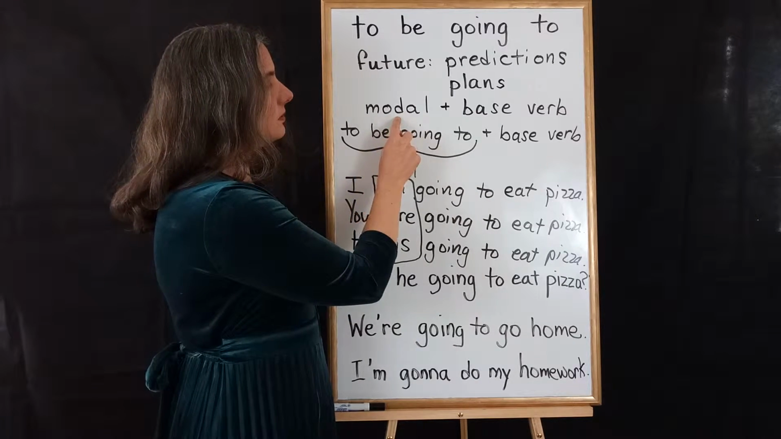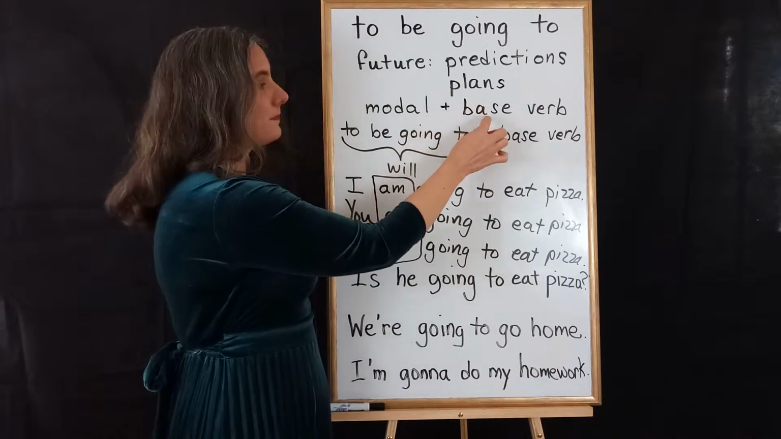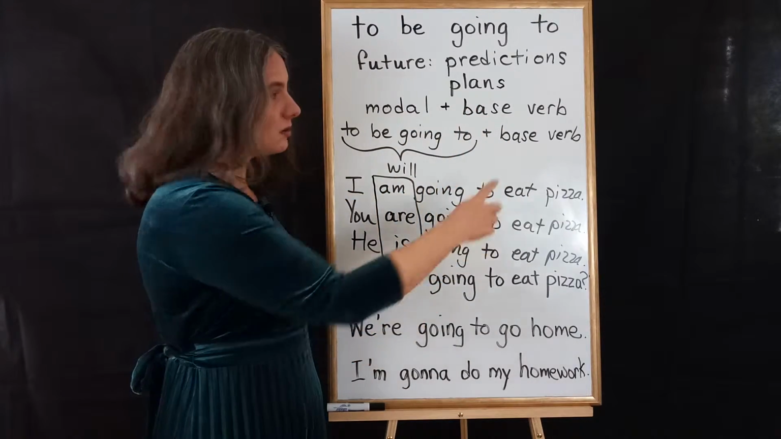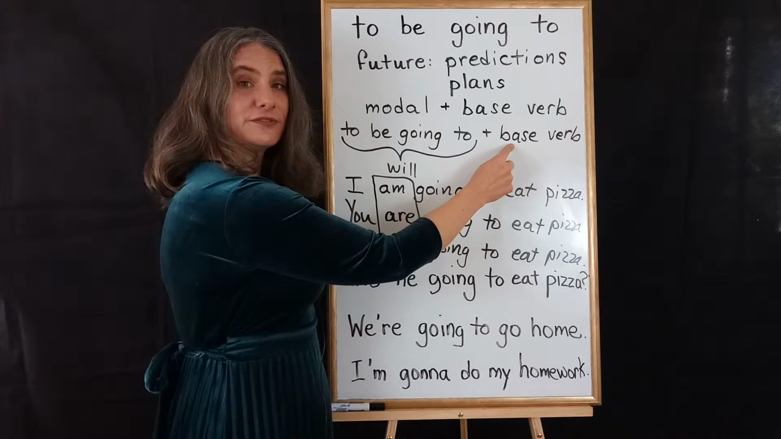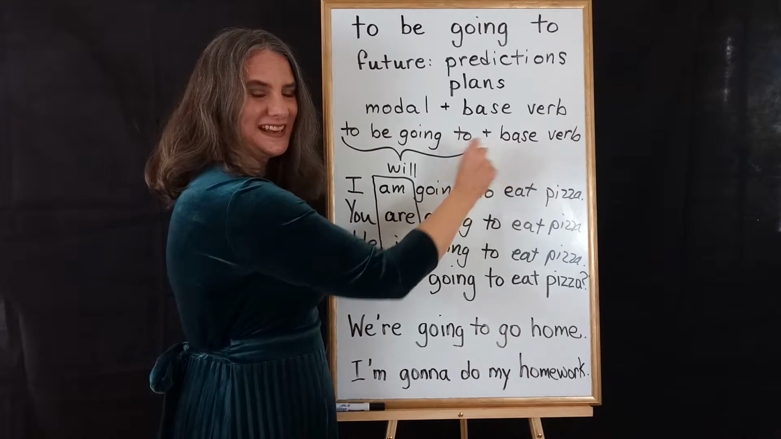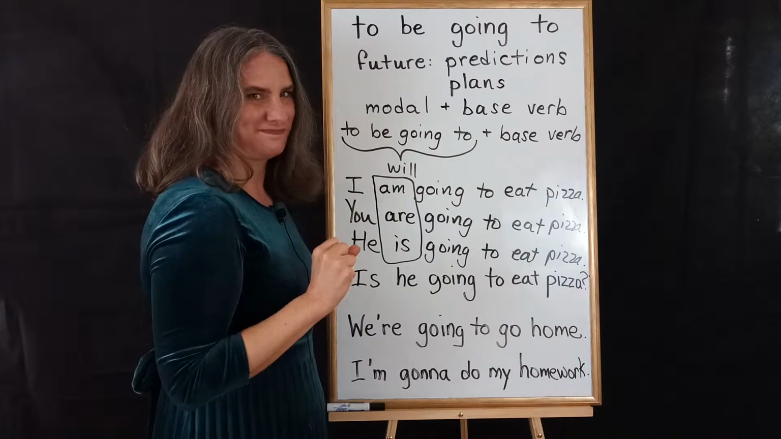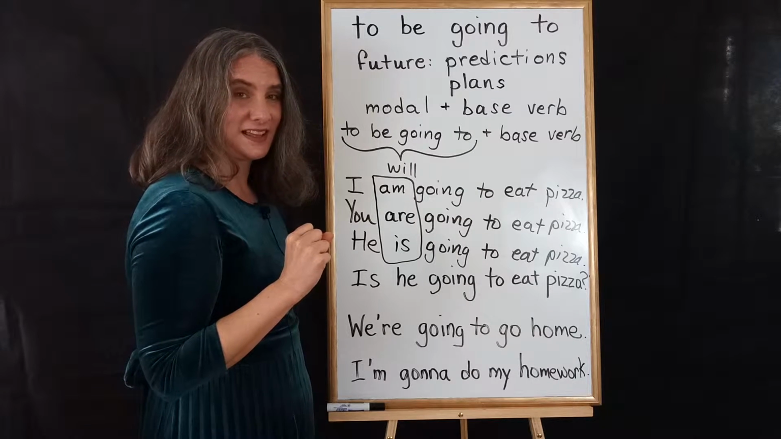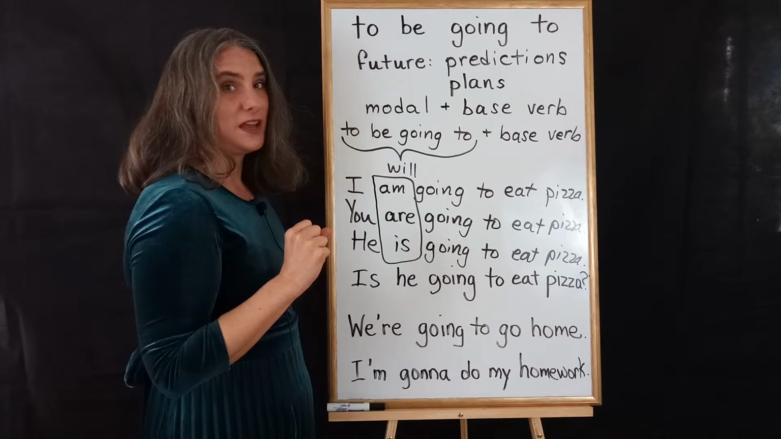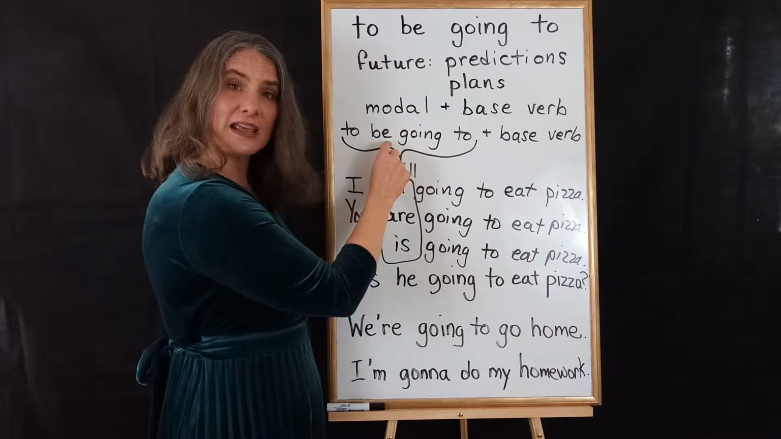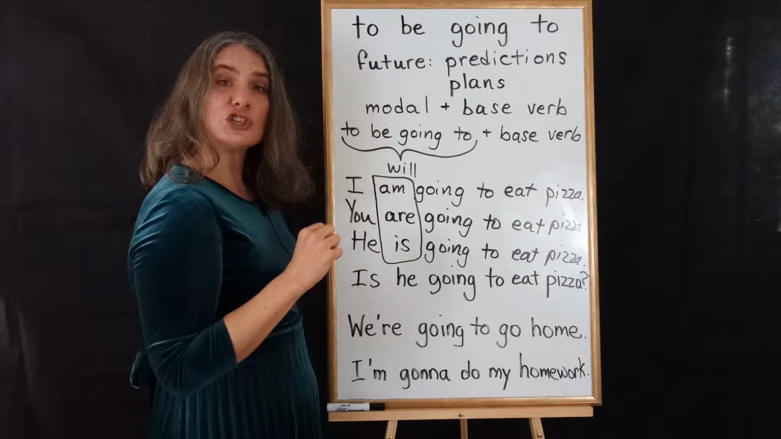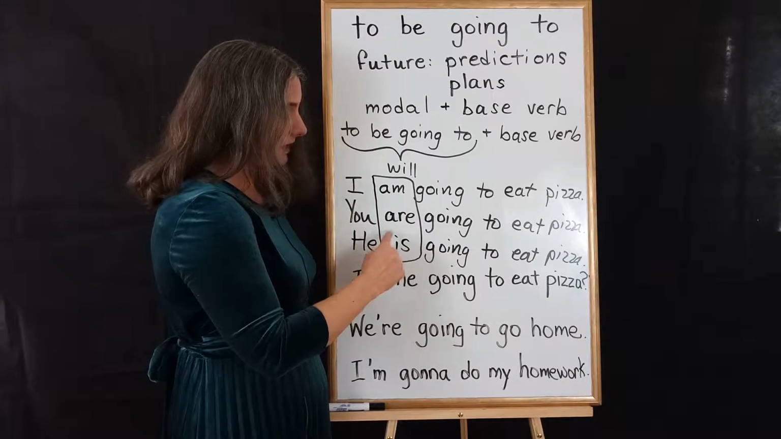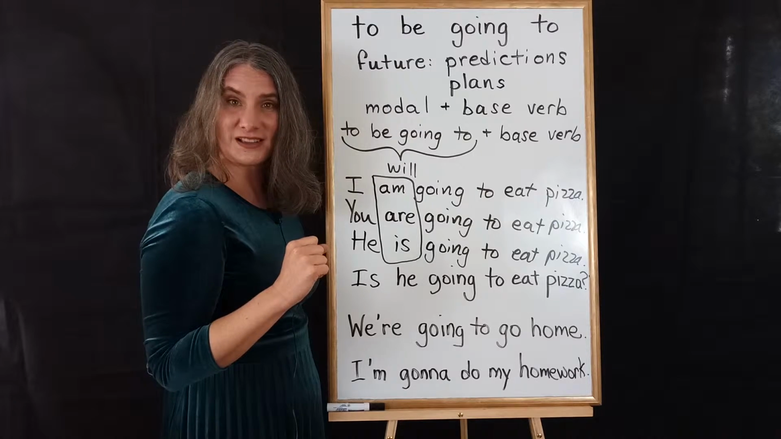When we make a modal, we use the modal and a base verb. So when we use to be going to, we also put a base verb after it. There's only one problem. This verb is a little bit more complicated than most modals because we do not say to be. We change the be verb to am, is, or are.